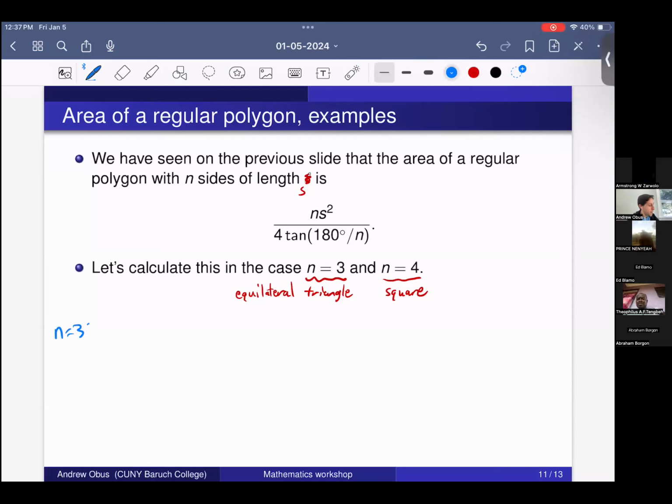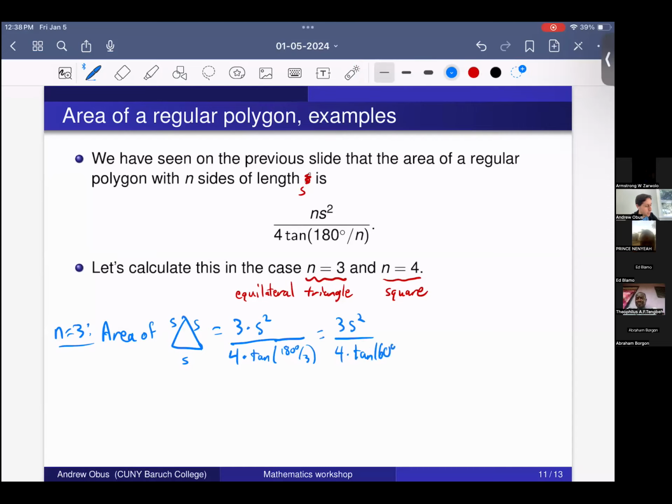If we have n equals 3, we get that the area of this triangle with s as the length of the sides is equal to 3 times s squared divided by 4 times the tangent of 180 degrees divided by 3. So that's 3s squared divided by 4 times the tangent of 60 degrees. Anyone remember what the tangent of 60 degrees is? I know we haven't been doing any trig, so this is if you just remember what the tangent of 60 degrees is.